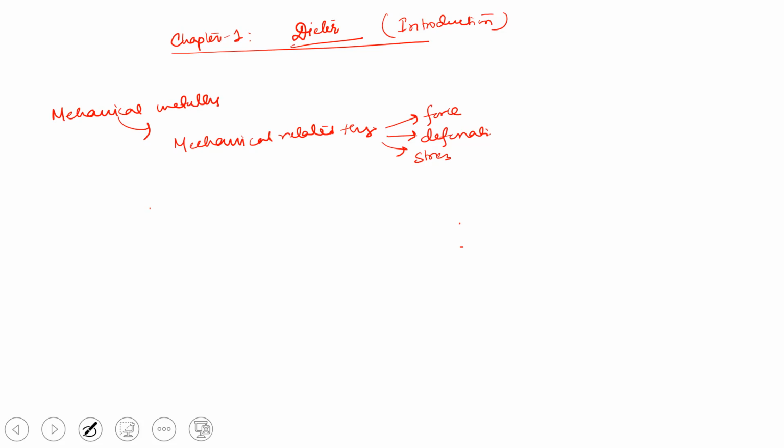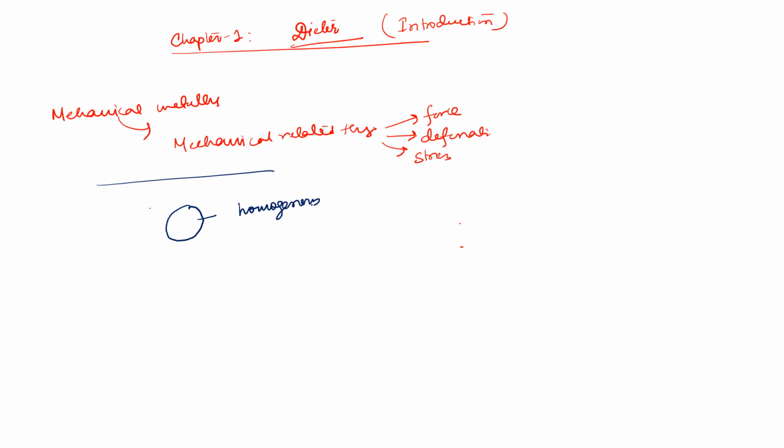Then what is the assumption when we study this mechanical metallurgy? The assumption is that suppose there is a solid. So we initially assume that this solid is homogeneous. Homogeneous means the amount of defects should be very low, and the structure is very homogeneous, but practically it is not so. But at least we can assume here, for the sake of simplicity, that the material is homogeneous.